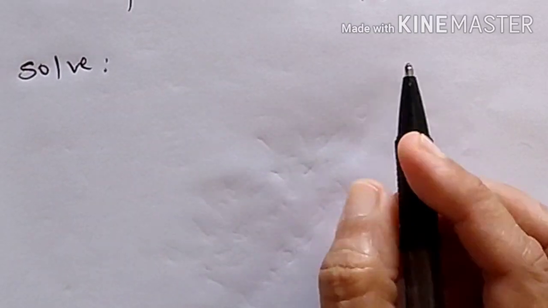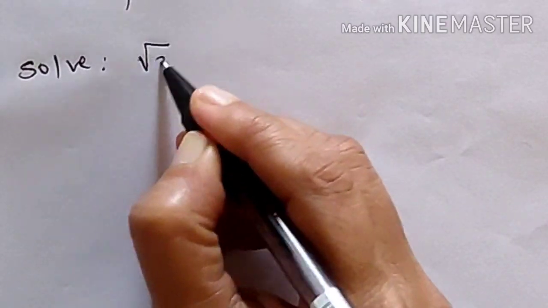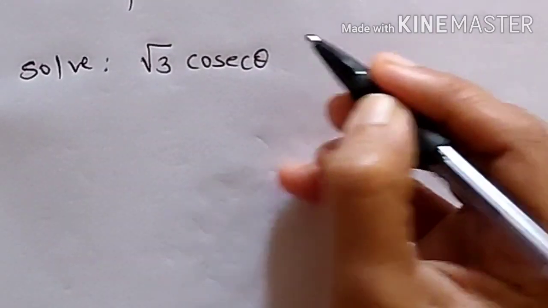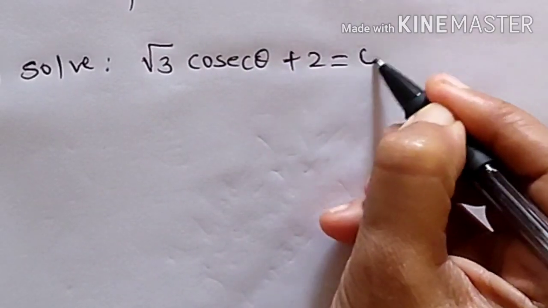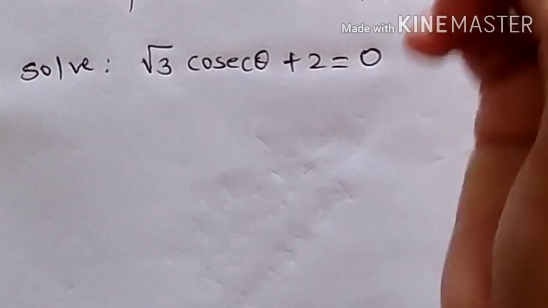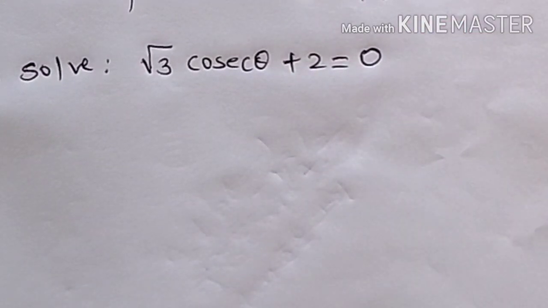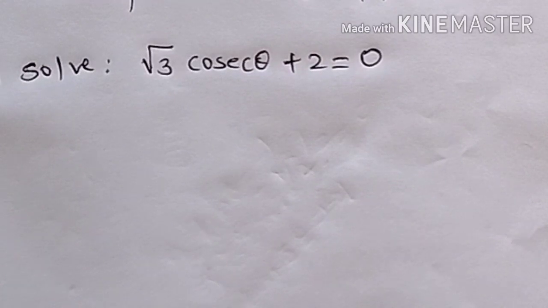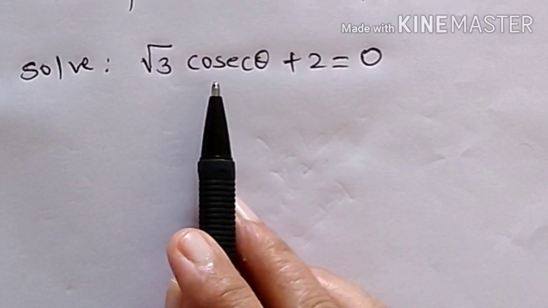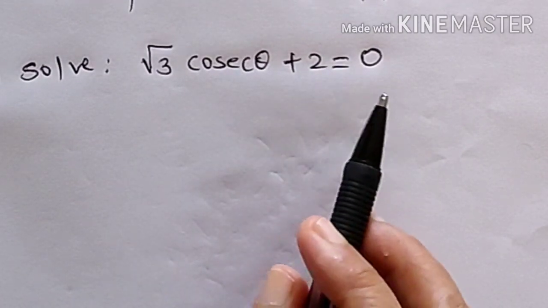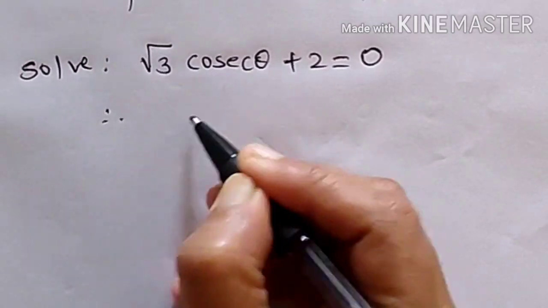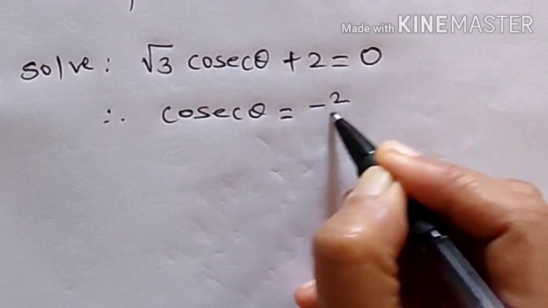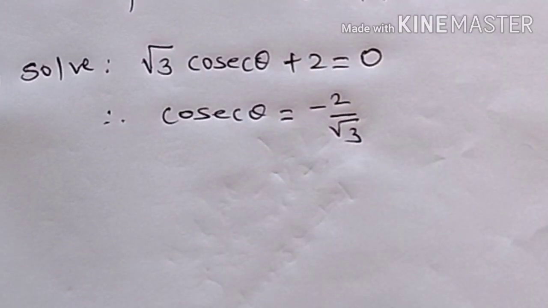Solve root 3 times cosec theta plus 2 is equal to 0. Everywhere we are going to find principal solutions, so everywhere our theta should lie between 0 to 2 pi. Now the equation is root 3 cosec theta plus 2 is equal to 0. That means we have cosec theta is equal to minus 2 upon root 3.